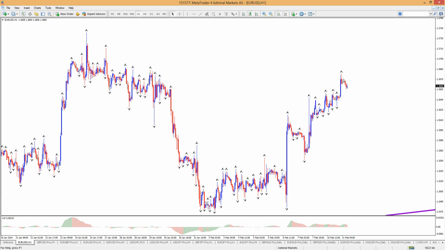All right, let's take a look at the euro dollar as usual. Start with that one. Let me just check one thing. I don't think I have my drawing tool open. Sorry for that.